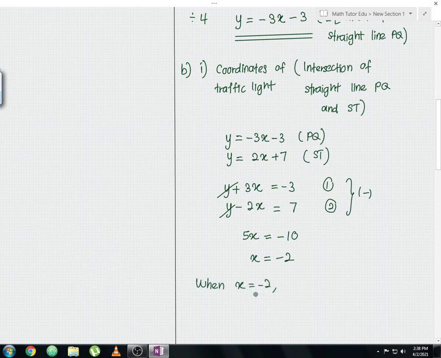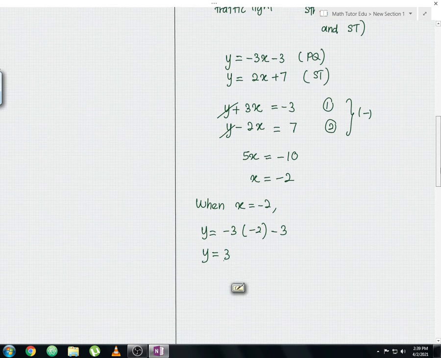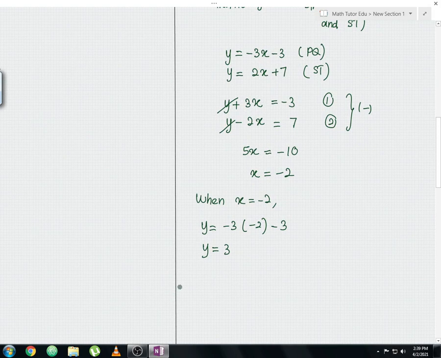When x equals negative 2, y will be equal to negative 3 times negative 2 minus 3. Negative 3 times negative 2, you get 6. So 6 minus 3, you should get your y value is equal to 3. So from here you should know that the coordinate of the traffic light is negative 2 and 3. So let me write the answer and underline the solution.